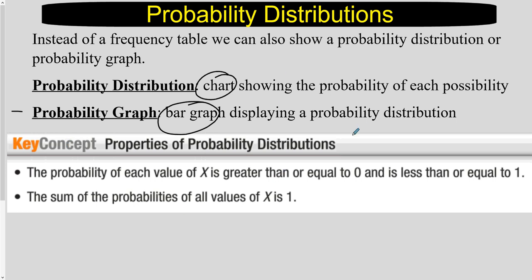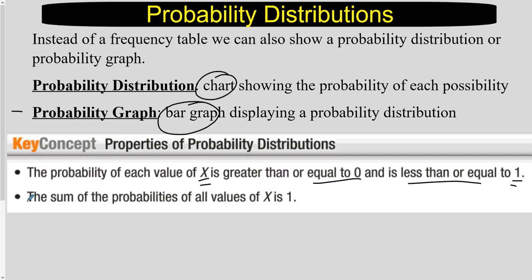There are a couple of things that need to happen with regard to probability distributions, and that is that the probability of each outcome, which is what X stands for, is greater than or equal to 0. You can't have a negative probability, and it is less than or equal to 1. Something can't be more than 100% likely. Either it never happens, or it always happens, or somewhere in between. But 110% doesn't make any sense.